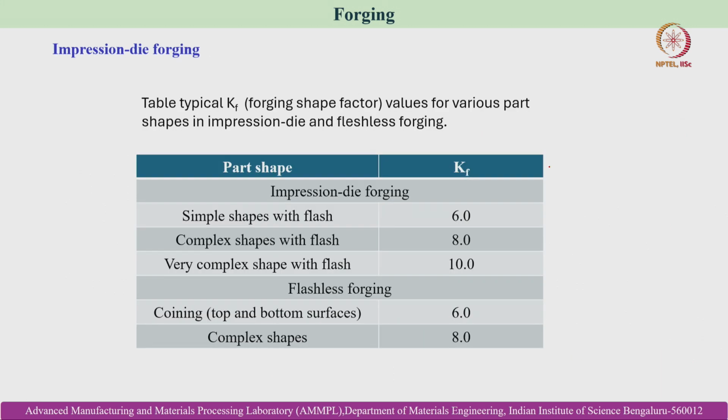So for impression die forging, these are the typical KF forging shape factor values for various part shapes, and flashless forging is given over here. In impression die forging, these are the KF values for simple shapes with flash, complex shapes with flash, and very complex shapes with flash. In flashless forging, for example coining, the values are like 6.0 and 8.0.